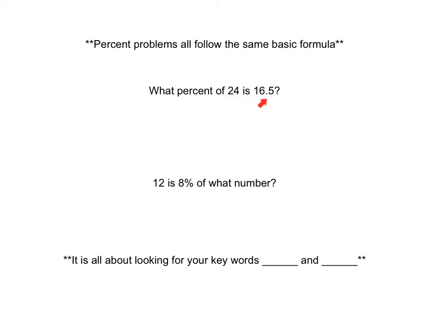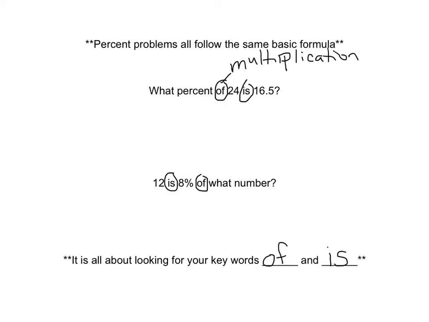We have "what percent of 24 is 16.5," and "12 is 8% of what number." If you look at this, there's something that they both have in common: of and is. So really, it is all about looking for your keywords of and is. If we look back here, remember of always means multiplication, and is always means equals.